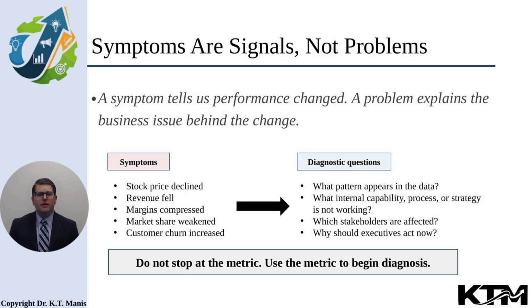For example, stock price declined, revenue fell, margins compressed, market share weakened, customer churn increased. All of those are important, but none of them are complete problem statements. A better approach is to ask diagnostic questions. What pattern shows up in the data? What internal process, capability, or strategy is not working? Who is affected, and why should executives act now? Think of symptoms as the warning light on the dashboard. The warning light matters, but it is not the repair plan.